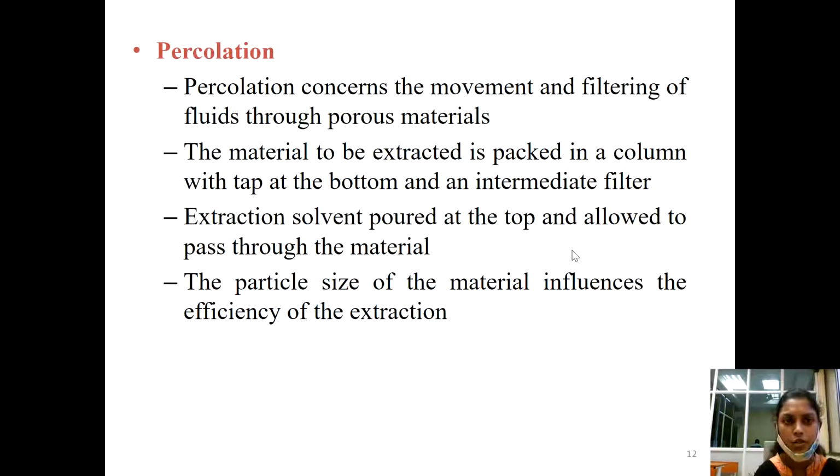Then is percolation. Percolation concerns the movement and filtering of fluids through porous material. The material to be extracted is packed in a column with a tap at the bottom and an intermediate filter. Extraction solvent is poured at the top and allowed to pass through the material. The particle size of the material influences the efficiency of the extraction.